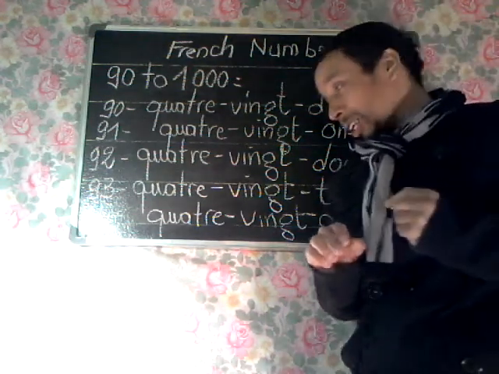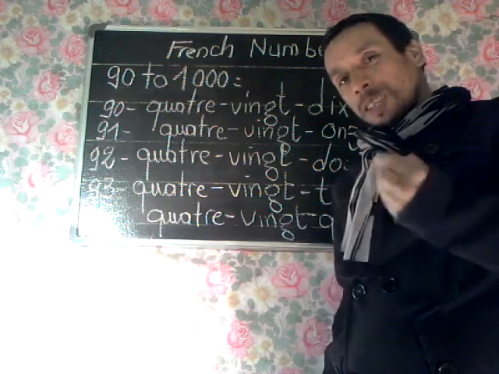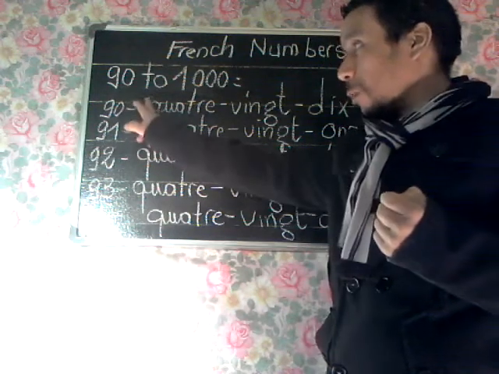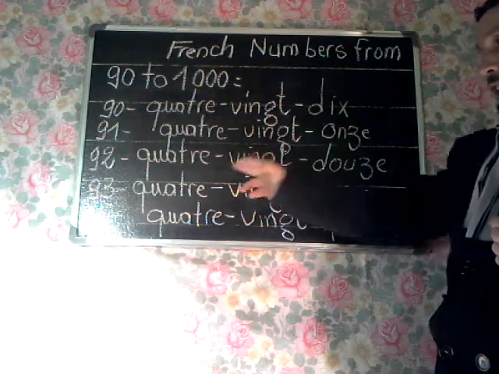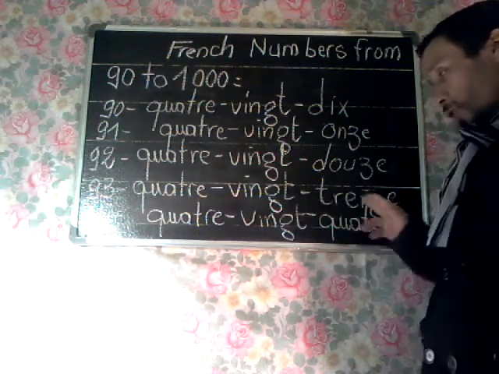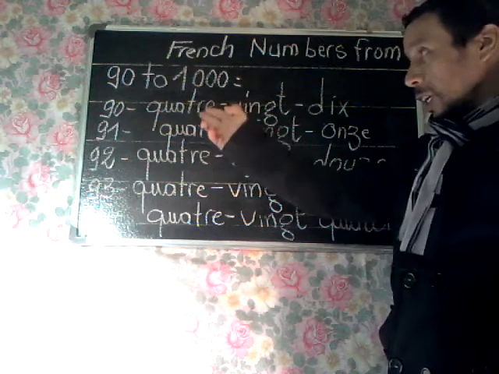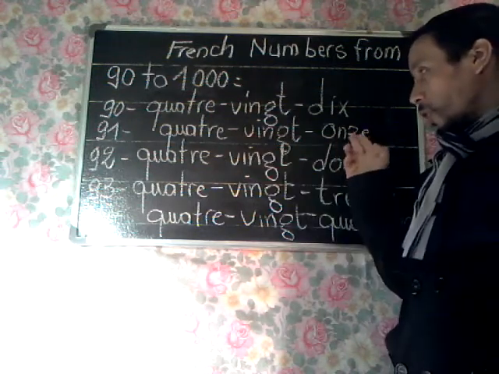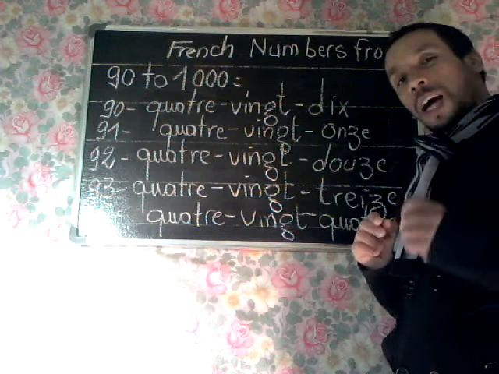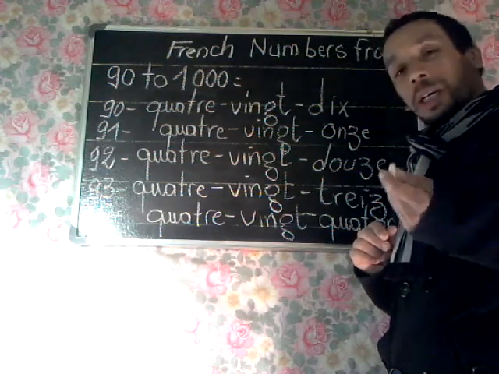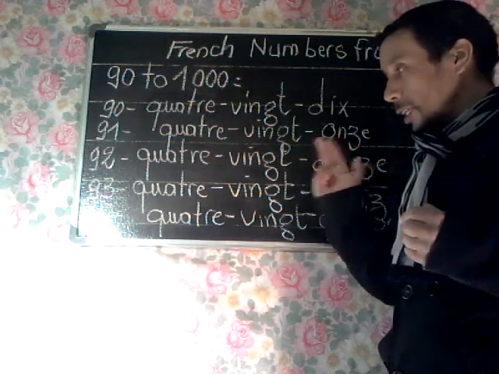Yes, ladies and gentlemen, I arrived to 94. Now I'll vocalize them in the French alphabet, in French characters: 90, 91, 92, 93, 94. I repeat again, vocalizing them. Now I'll clean the blackboard and I'll continue because I don't have space over this blackboard.